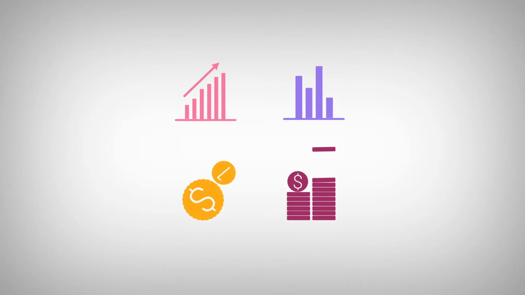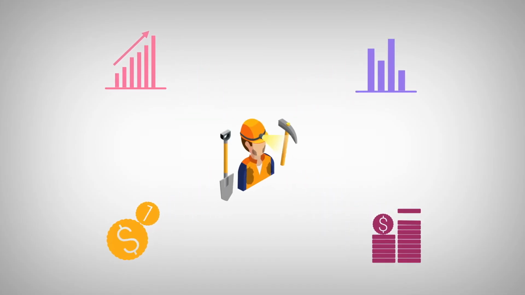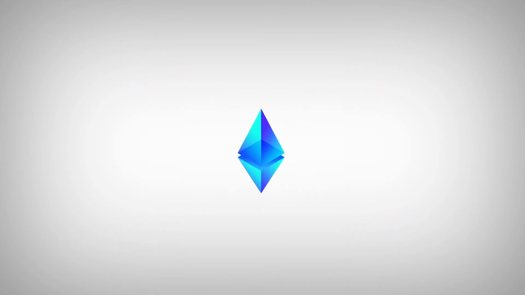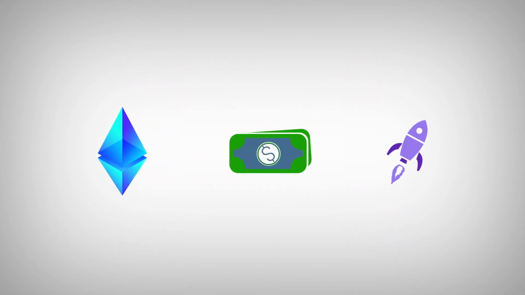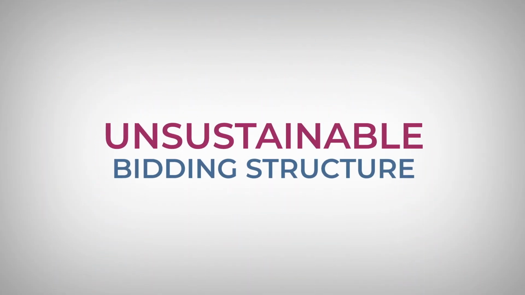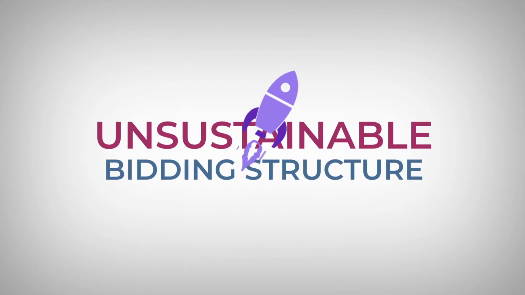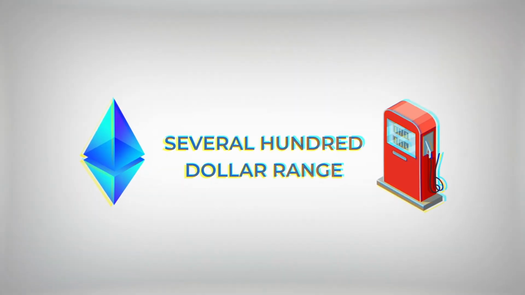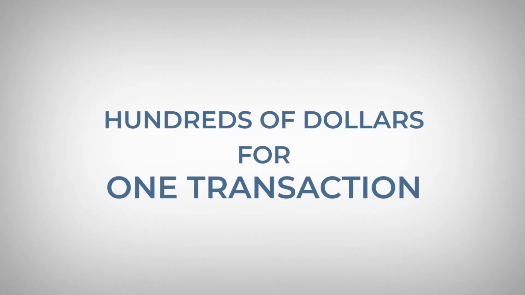MEV isn't the only issue. DeFi projects with miners are also vulnerable to absurd and unsustainable fees. For instance, on Ethereum, you can pay a higher fee to have your transactions confirmed faster. This fact alone creates an unsustainable bidding structure that can skyrocket transaction fees. There have been Ethereum gas fees in the several $100 range during peak traffic times. Hundreds of dollars for one transaction.